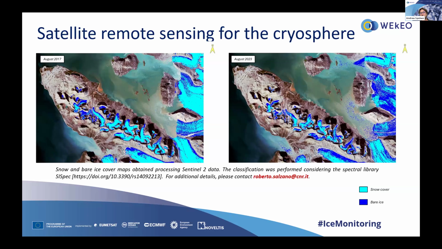So the satellite suggests that, comparing 2017 and 2023, there is much less snow preserved after the summer compared to the year 2017. This gives important information when we interpret the results that we have from the ice core climate archive.